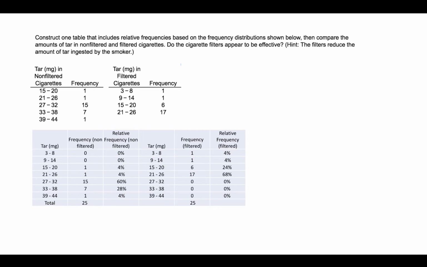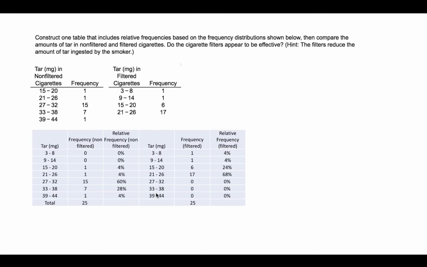Continuing this then for each of these classes, we would have again 0 divided by 25 for a result of 0%, and then 1 divided by 25 for a result of 4%, and then continue that for this column for the non-filtered cigarettes. Then we would do the same for the filtered cigarettes. 1 divided by 25 is 4%, and on down to the very end. And we have our relative frequencies for each the non-filtered and the filtered cigarettes.